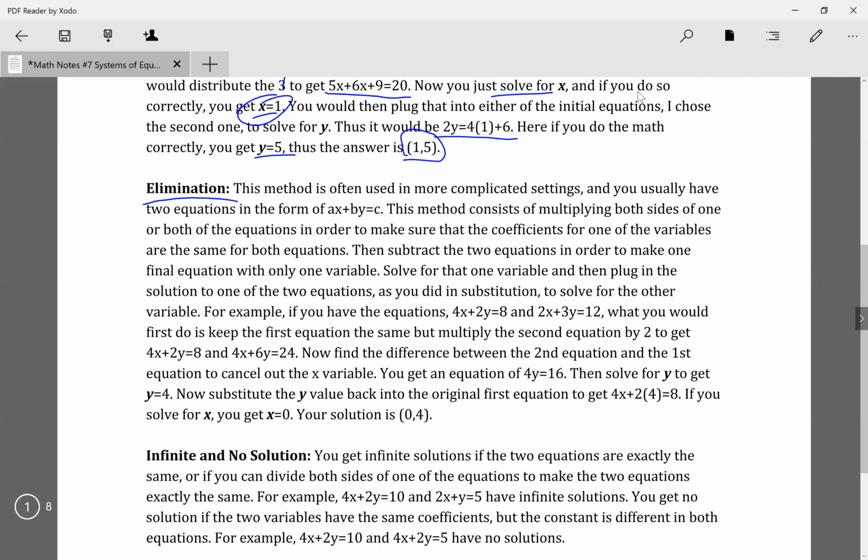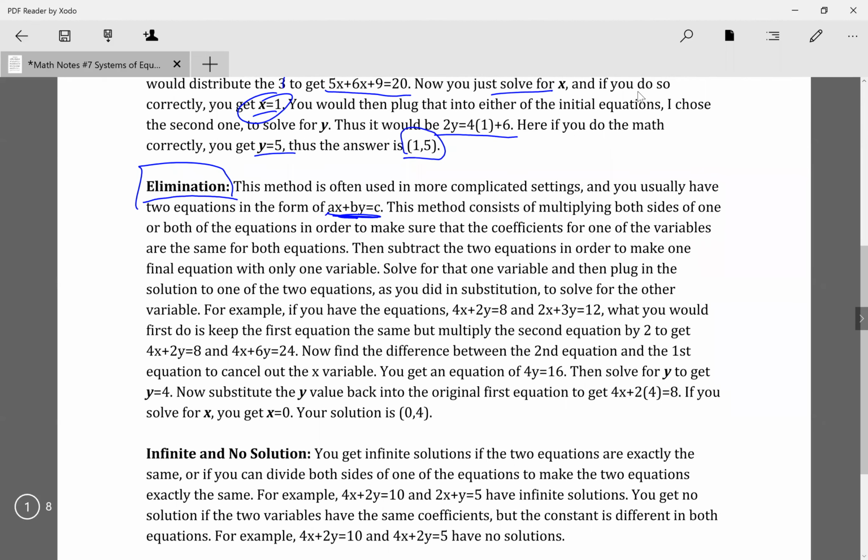The next method is elimination. This is the tougher method, but it's usually the one you're going to be using more often, in my opinion. In this case, you have two equations in the form ax plus by equals c. The two examples I used are 4x plus 2y equals 8 and 2x plus 3y equals 12. What you first want to do is multiply either one or both of the equations on both sides by a number in order to be able to cross off a variable.